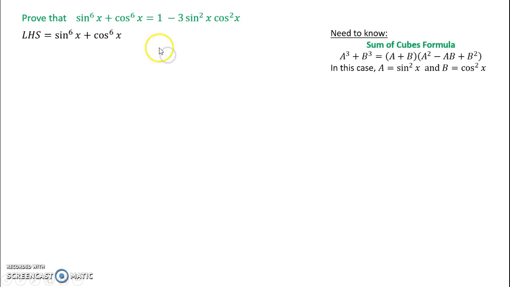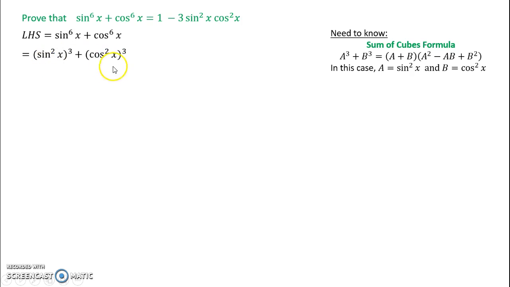In order to prove this identity, you need to know the sum of cubes formula, that a cubed plus b cubed is equal to a plus b times a squared minus ab plus b squared. In this case, we're going to let a represent sine squared x and b will represent cos squared x. Now we're going to change the sine to the power of 6x to sine squared x cubed, and we're going to do the same thing with cos to the power of 6x, changing it to cos squared x cubed.